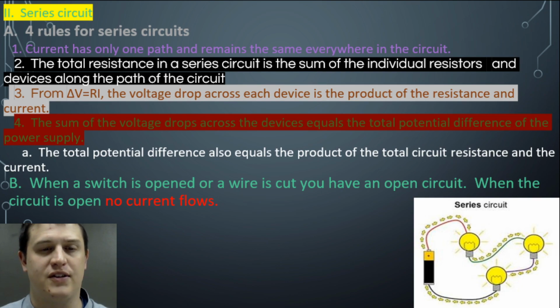Total potential difference also equals the product of the total circuit resistance and the current. So that's VIR again, still using that same thing. We're just adding in some more R's. We just add the R's up to get that big R.